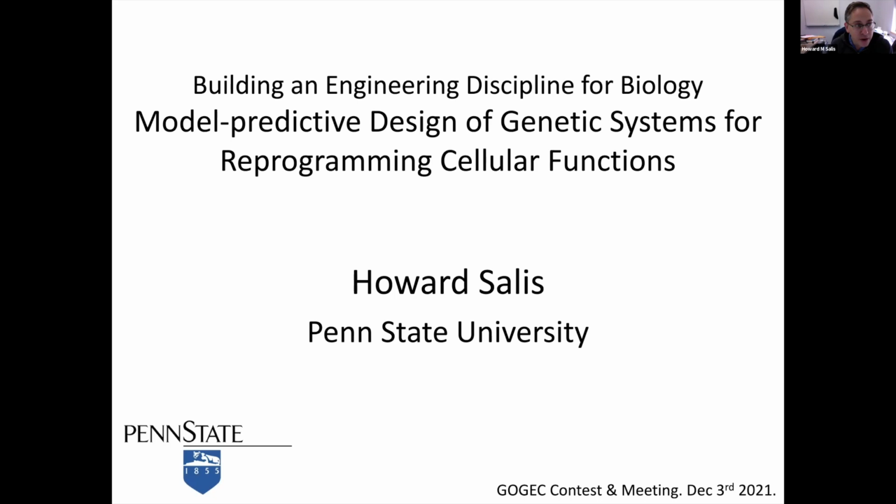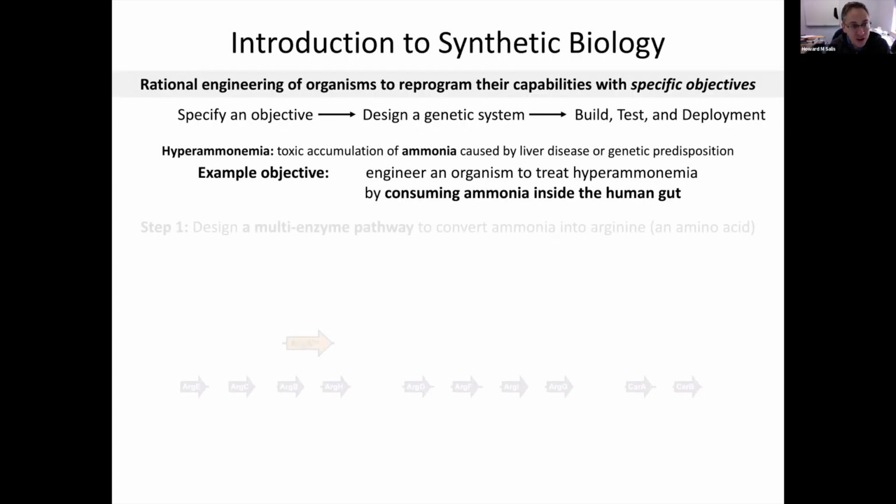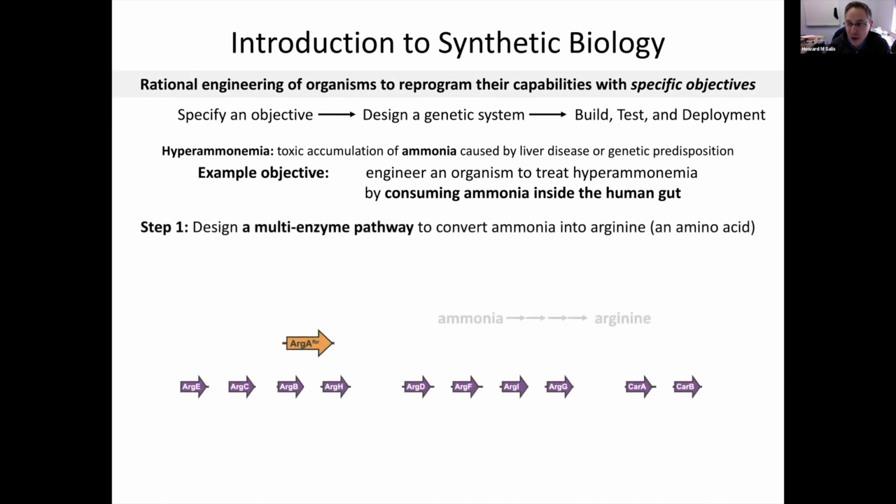Today I want to talk about more along the lines of, where do we go from here, right? We've developed models and design algorithms for making predictions about how to engineer genetic systems. How do we take all of that and develop an engineering discipline for biology? And how does that even work? Okay, and so I just want to start off with an introduction.